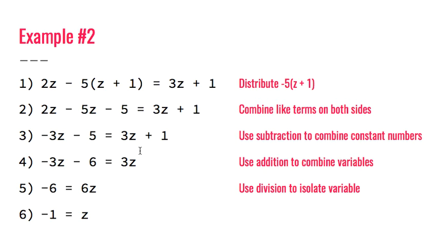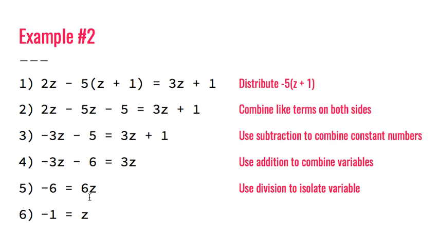Next, we use subtraction to combine constant numbers. We can subtract 1 from both sides. This gives us a negative 3z minus 6 equals 3z. Next, we use addition to combine variables. We can add 3z to both sides of the equation, giving us negative 6 equals 6z.